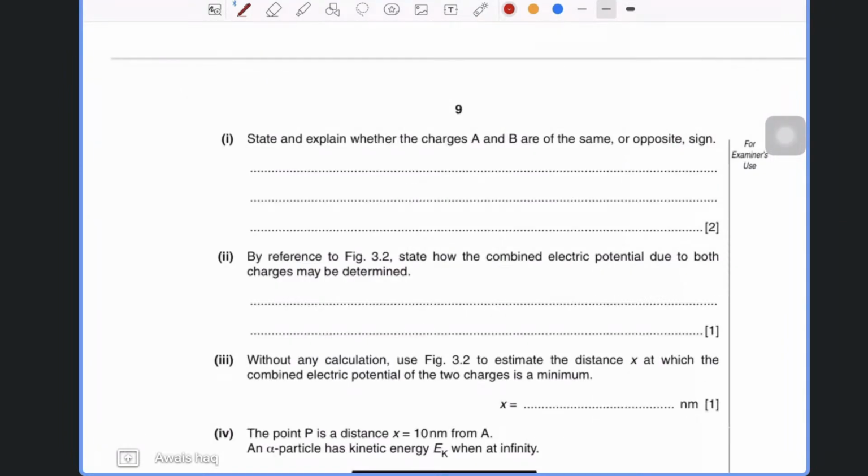Okay. So then for 2 marks we're going to write that the potential of both charges is positive, which means they have the same sign.